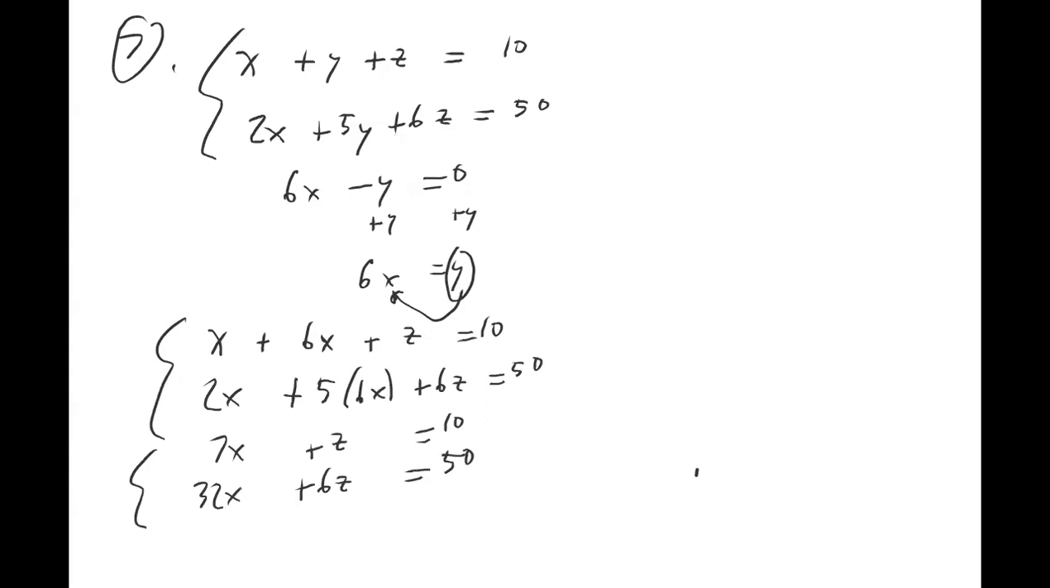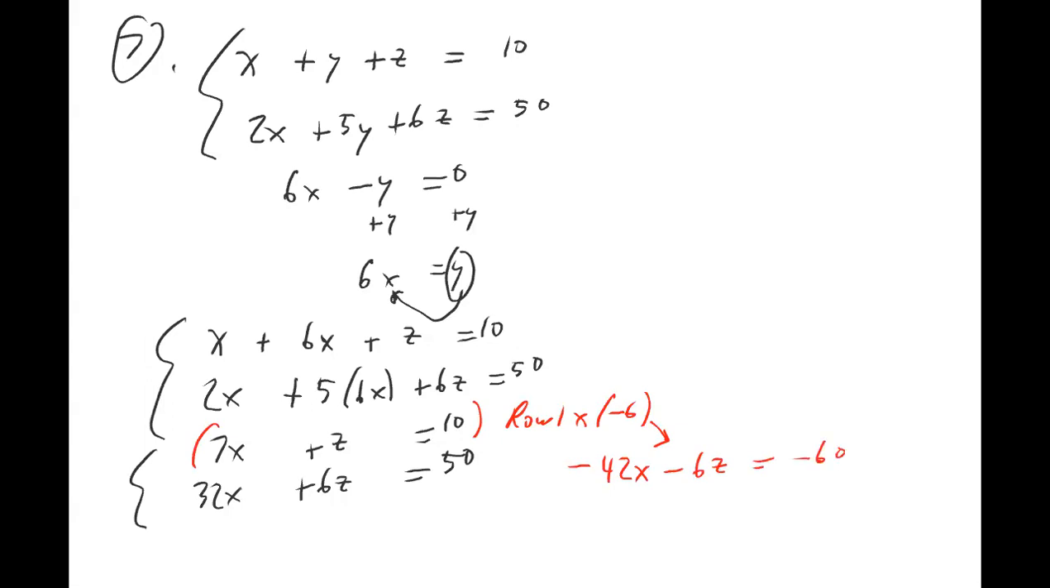And then we now need to try to solve that. So what I'm going to do is take the top equation right here. I'm going to take row 1 times negative 6, and I'm going to put that down beside row 2. So row 1 times negative 6 is equal to negative 42x, and negative 6z equals negative 60.